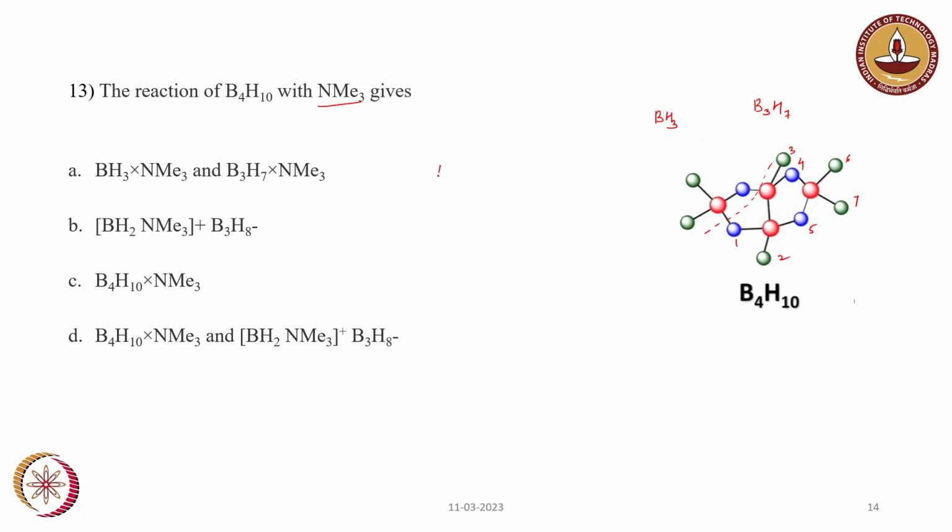So B4H10 in presence of NMe3 will give BH3·NMe3 and B3H7·NMe3, because this boron hydride part will be Lewis acid, so it will be able to accept electron from this nitrogen. So option A is the answer.